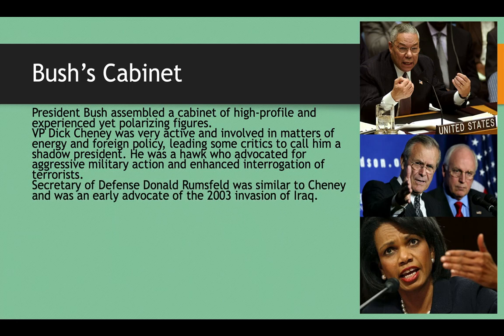Secretary of Defense Donald Rumsfeld, he was very similar to Cheney, and he was a very early advocate of the 2003 invasion of Iraq, which we'll get to in a minute.